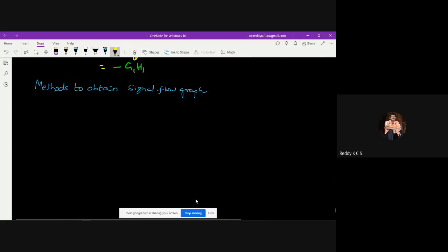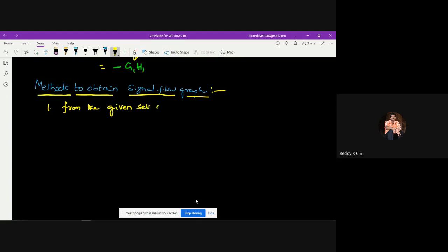Today, in the last class, we discussed what a signal flow graph is, what the properties of a signal flow graph are, and how to obtain a signal flow graph. We said that there is a set of equations which describe the physical system, and from the given set of equations I can obtain a signal flow graph.